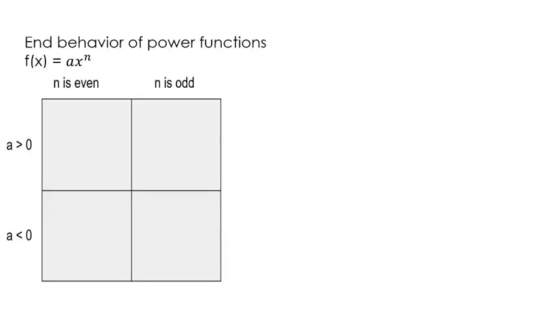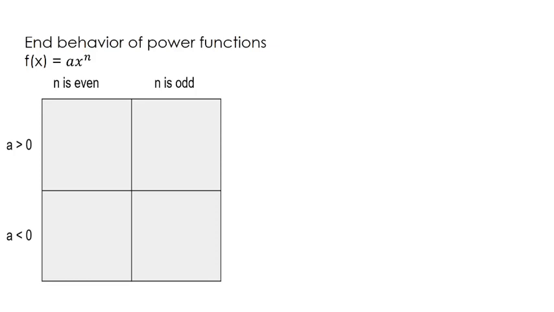Here's what I've got. All of these graphs are going to fall in one of four categories. We're going to have a positive a value or a negative a value, and then the n exponent is either going to be an even number or an odd number. We're limiting it to positive whole numbers for now.